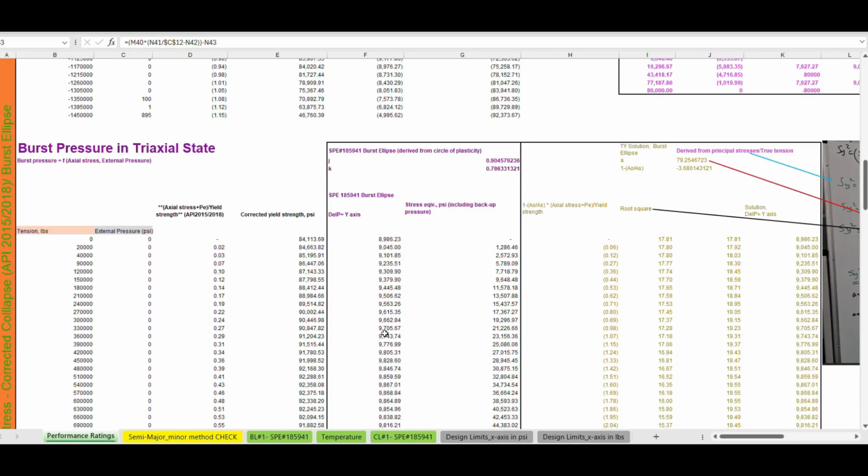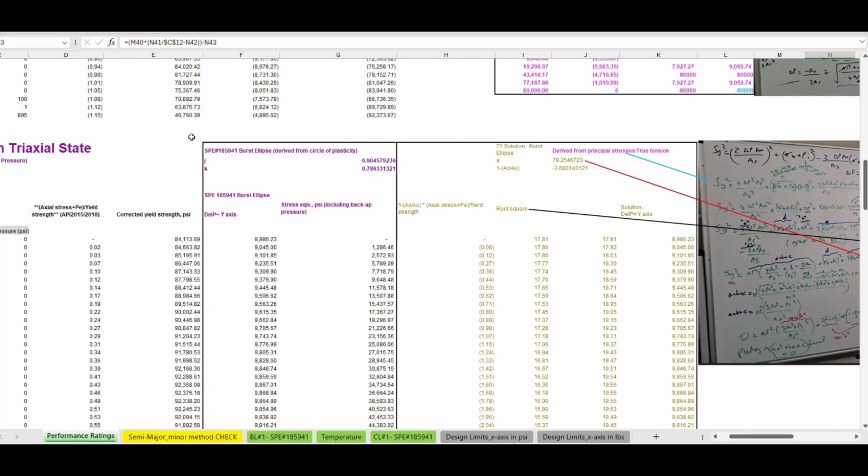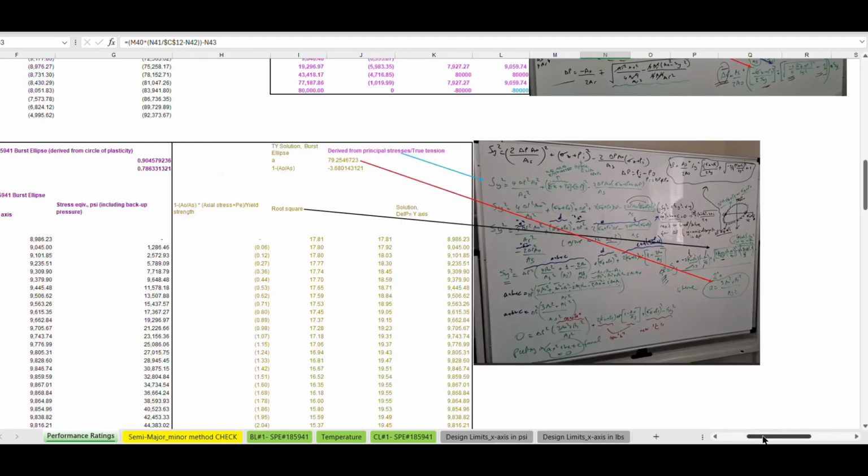On the bottom part, I have the burst ellipse, where the backup pressure is external pressure, and in this paper, the derivation was originating from the circle of plasticity, and if you remember, the circle of plasticity was basically using the effective tension. However, I derived this equation. I put the whiteboard here as well. I'm going to upload these pictures as well so that maybe it's easier for some of you to follow the derivations from the picture.